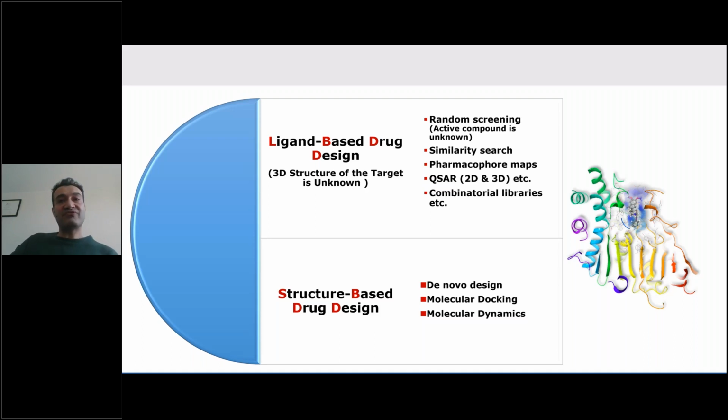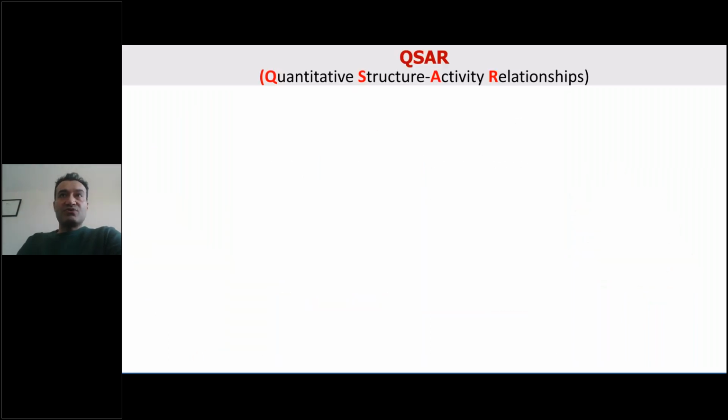Pharmacophore maps, QSAR studies, and combinatorial libraries are all involved in ligand-based drug design. Structure-based drug design is very crucial in the drug discovery process. If you know the 3D structure of the target, you can design your own compound from scratch. It's called de novo design. Unfortunately, the success rate is not too high here. But the most commonly used techniques are molecular docking and molecular dynamics. They are all structure-based drug design. So let's start with QSAR. QSAR is the abbreviation used for quantitative structure-activity relationship.